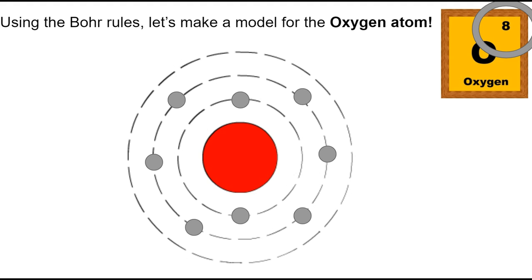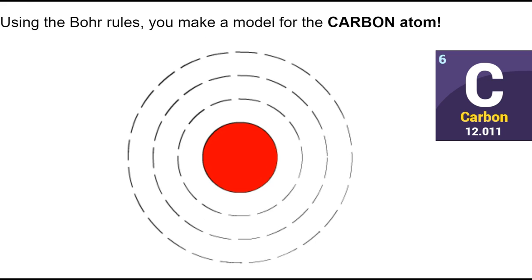Now you try one with carbon. See if you can place the electrons where they belong. Pay very close attention. What is carbon's atomic number? That's right, it's 6. So how many electrons are you going to need? Yeah, you're going to need 6. So go ahead and place them where they belong.